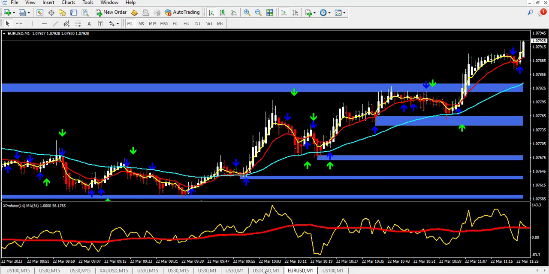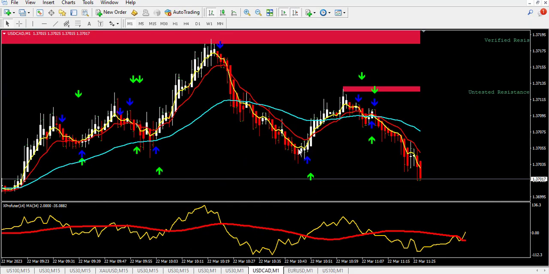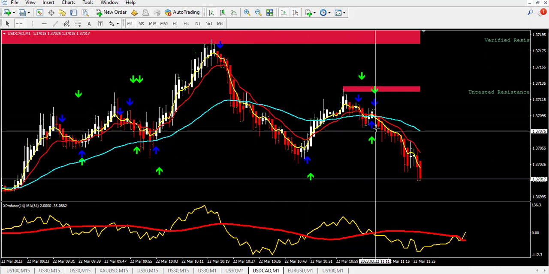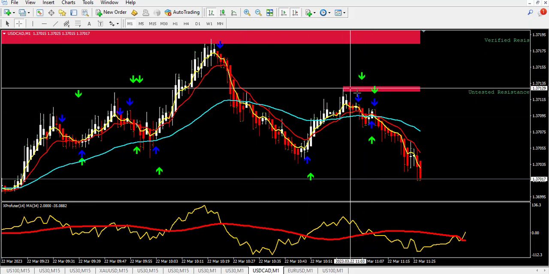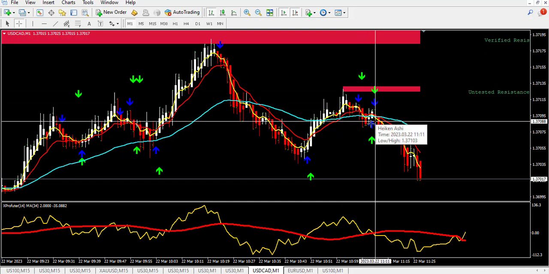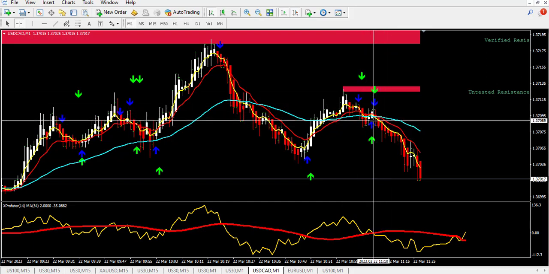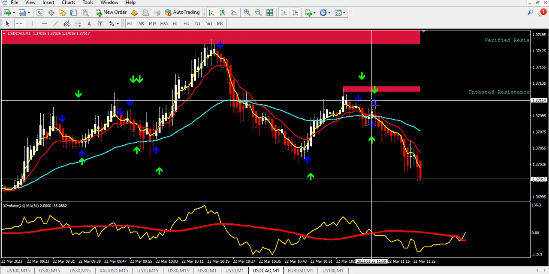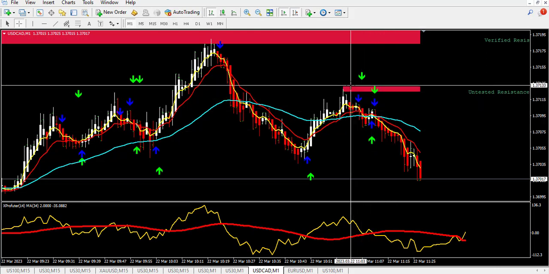And if you check US card too, it will work on any pairs that you want to use it on. Here it is on 1 minute, also coming from this resistance zone, and we have a cross of the two indicators here, and that's where you have the arrow. We have the two arrows here, so you can place your trade stop loss just a few pips above the previous high here or this resistance zone.